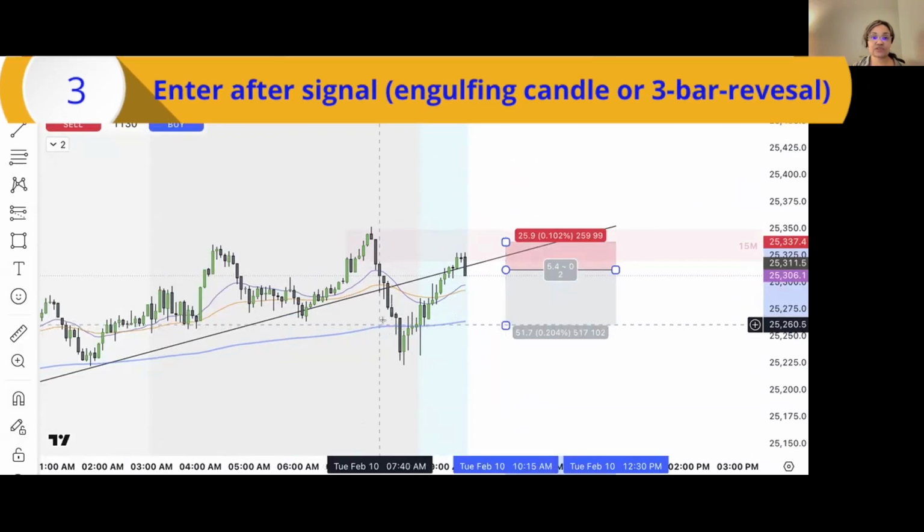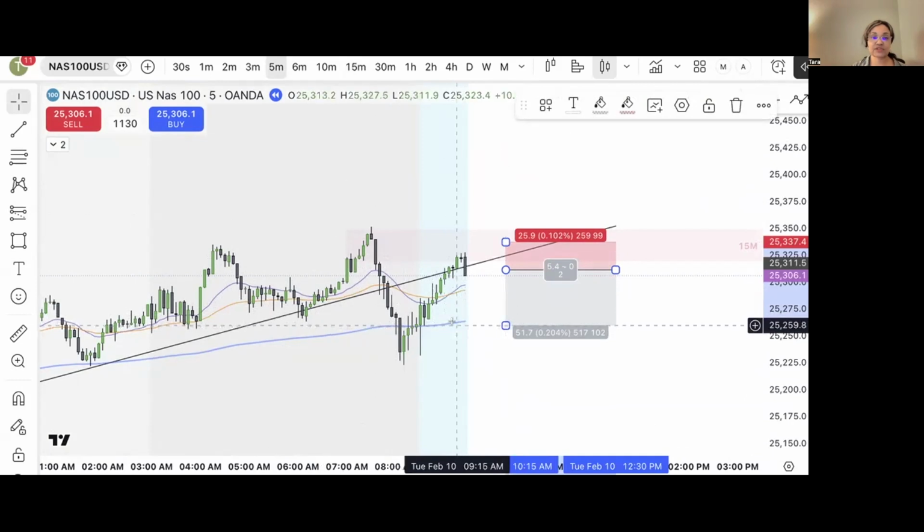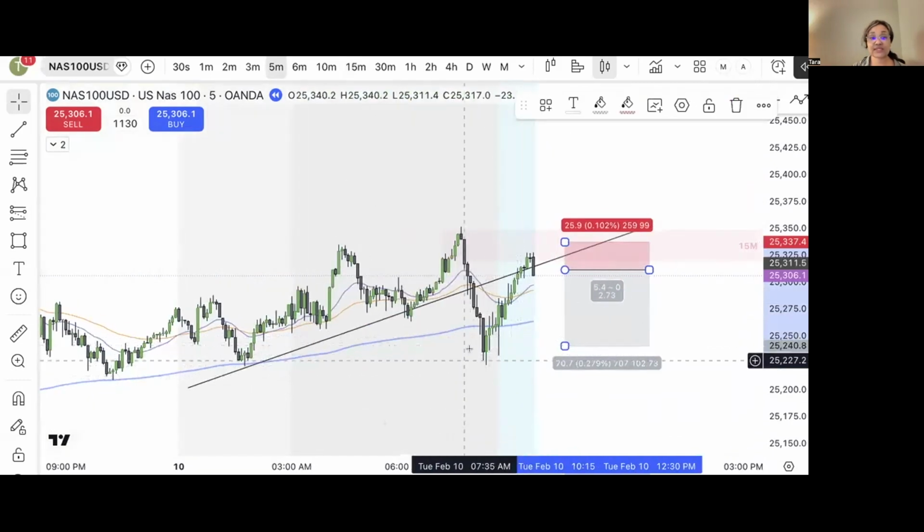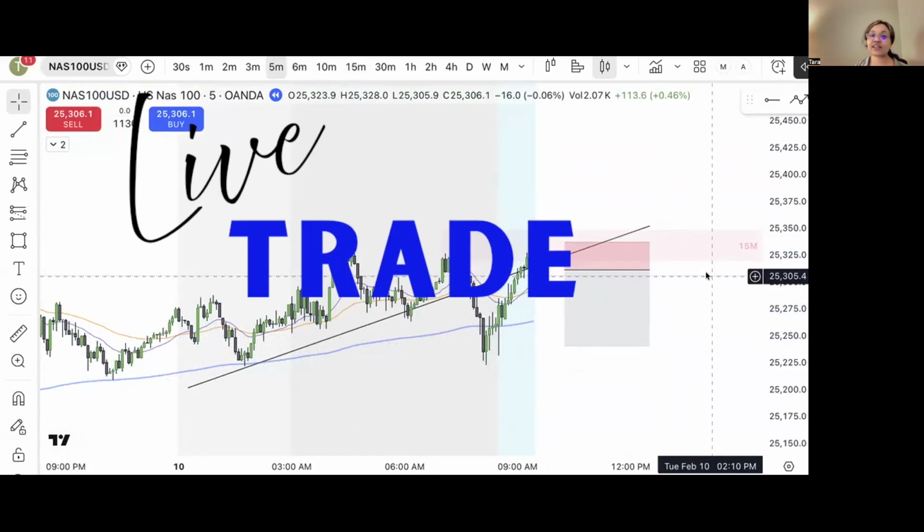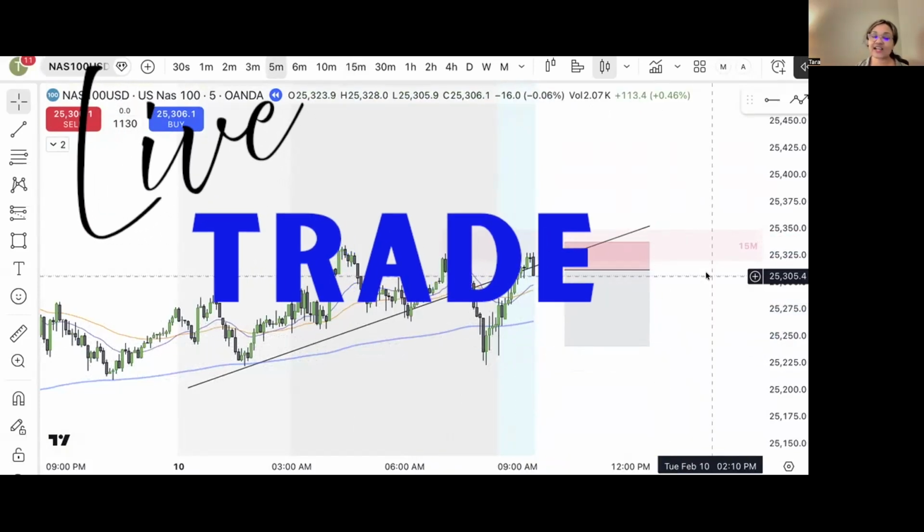So you could either shoot for this 200 moving average, which is probably a good place, or down here near these wicks in this liquidity. Now that we've gone through the setup, you can take a look at the actual trade.